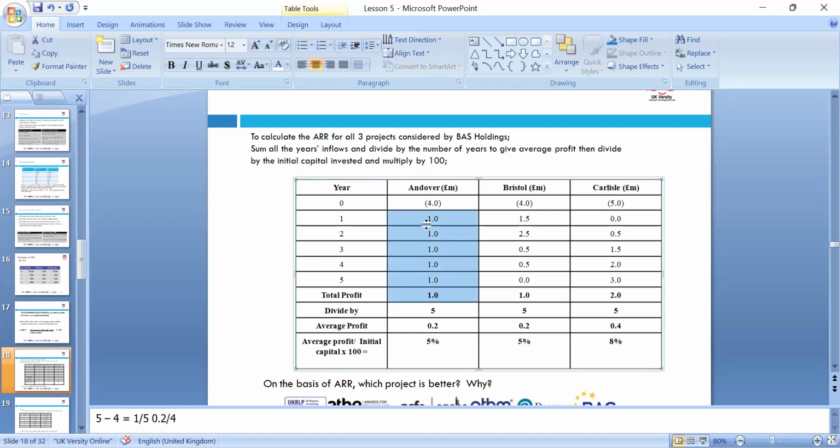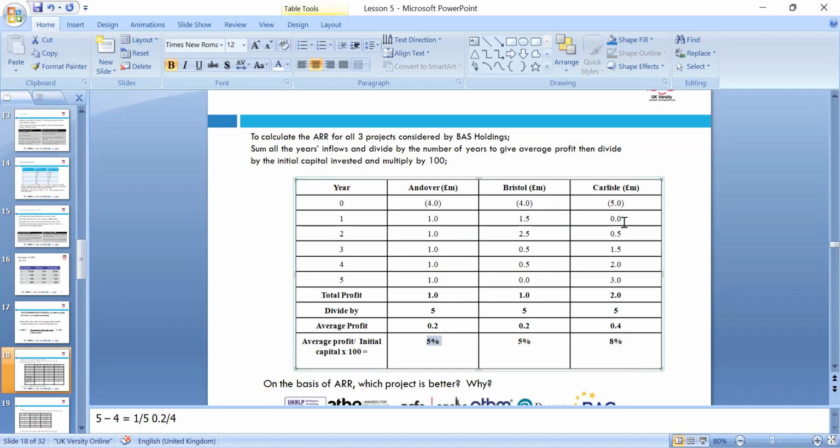You invested 4 million, so your profit is 1 million. That 1 million profit came in how many years? 5 years. So 1 divided by 5, your average profit is 0.2. So average profit divided by initial investment, 0.2 divided by 4 times 100. So your return is 5%. We do exactly the same for the second project and the third project.